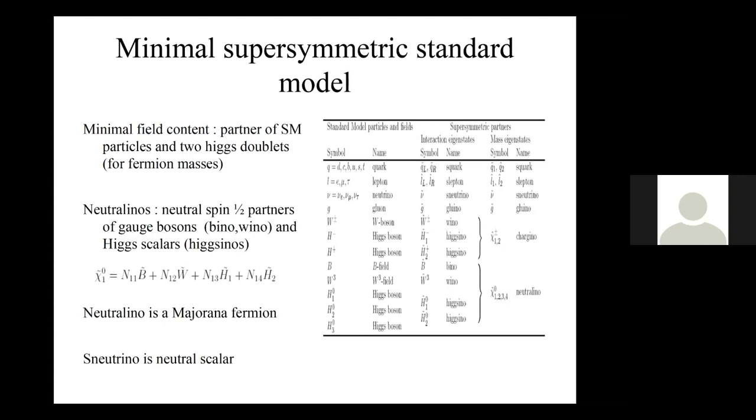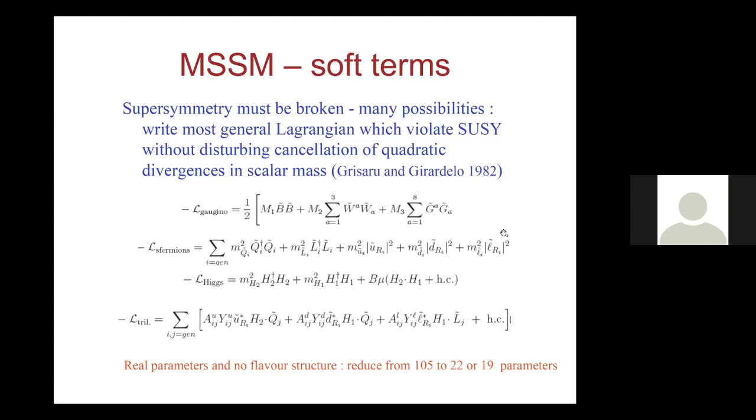I don't want to get into the details of the MSSM, but just to mention that you can write the most general Lagrangian which violates supersymmetry, because it has to be broken without disturbing the cancellation of quadratic divergences, and you end up with a total of 22 new parameters, assuming that there is no flavor structure.